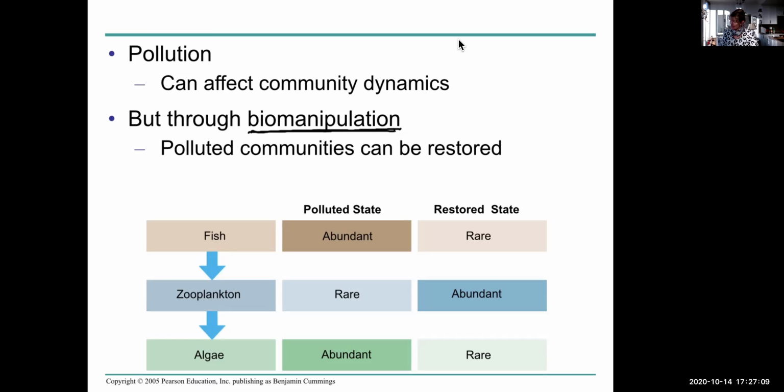In the polluted state, we might have abundant fish, rare zooplankton, but abundant algae. You know, if the polluted state includes lots of nutrients from, say, a sugarcane farm or a golf course. Golf courses have an enormous amount of fertilizer, and those provide nutrients to local streams. But a stream can be restored, or any system can be restored, if the components are there to start with, of course, and it may be restored to its former condition.